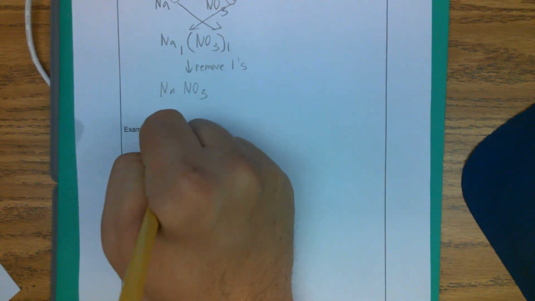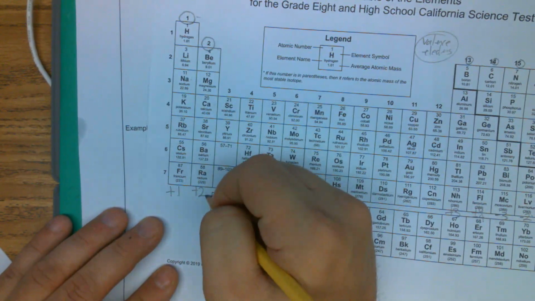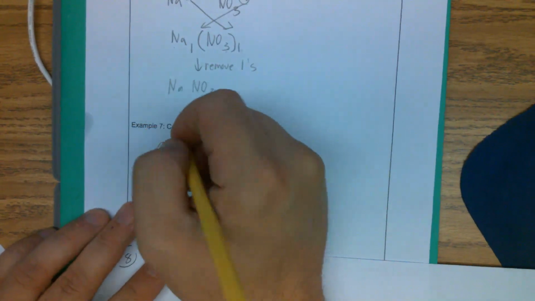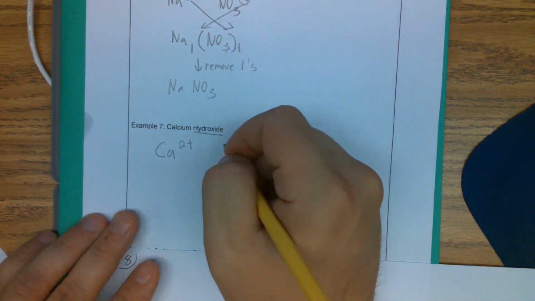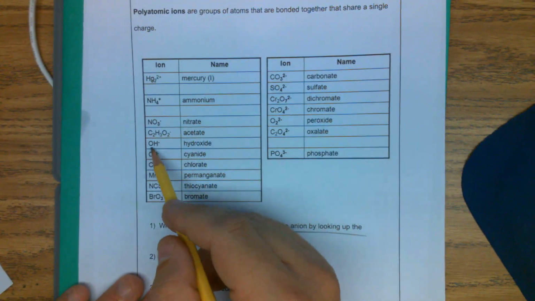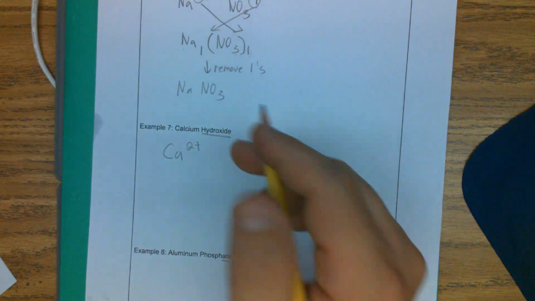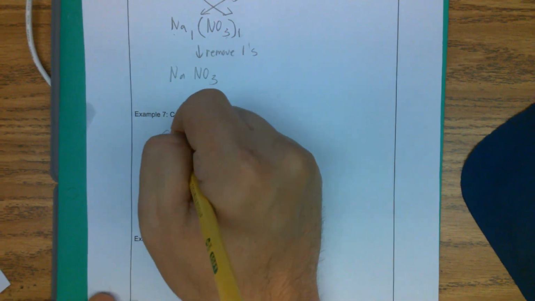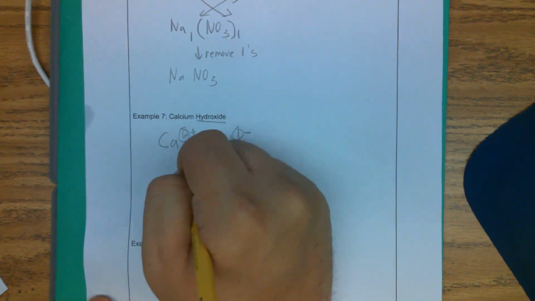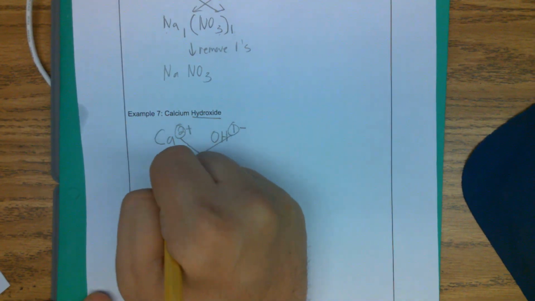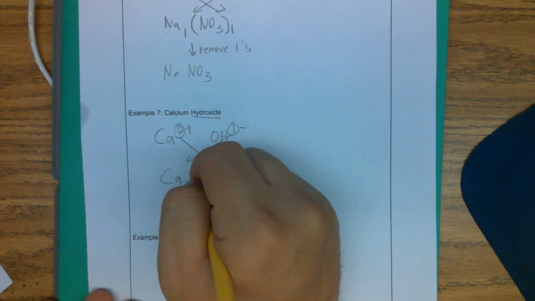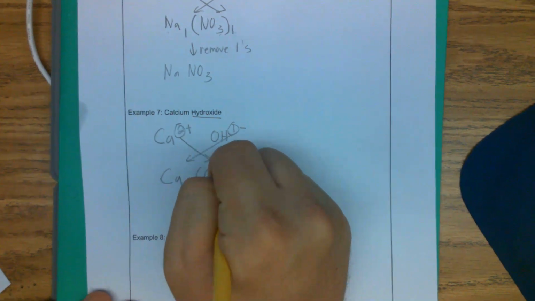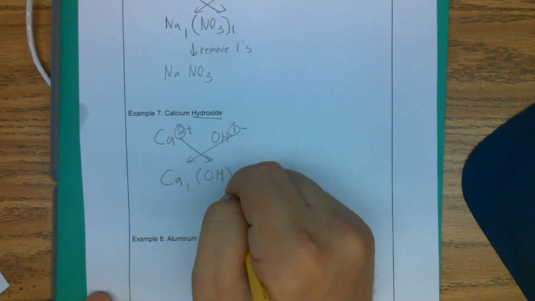Calcium hydroxide. Calcium is going to be Ca. So calcium, Ca, is going to have a charge of +2. So Ca2 plus. And our hydroxide is going to be one of the polyatomics. So hydroxide is going to be OH minus. We have OH. All right, we're going to go ahead and cross our charges. So we end up getting Ca1, and then our parentheses OH, and the 2 is going to come on the outside.